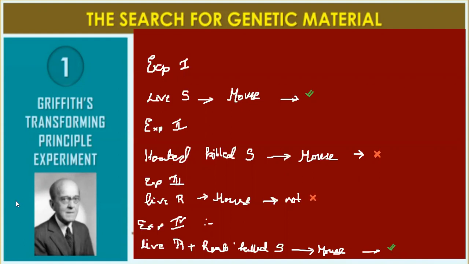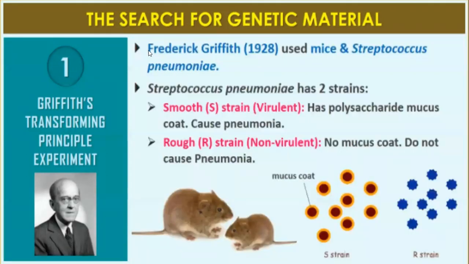But this Griffith's transforming principle experiment was not accepted. He just said that it can transform in the presence of dead S. But why can we not say that it is transformed into a live bacteria because of the presence of dead S? We do not have any verified proof there, so that is not accepted, and this is known as the Griffith transforming principle experiment.